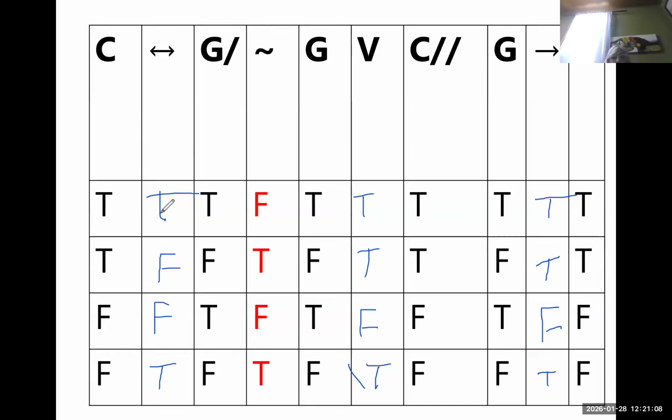So line 1, we have 2 true premises and a true conclusion, so not invalid there. Line 2, we have 2 false and a true premise, so not invalid there. Line 3, we have a false and a false premise, as well as a false conclusion, so not invalid there. Last line, they're all true. So this one is not invalid, therefore it is valid.